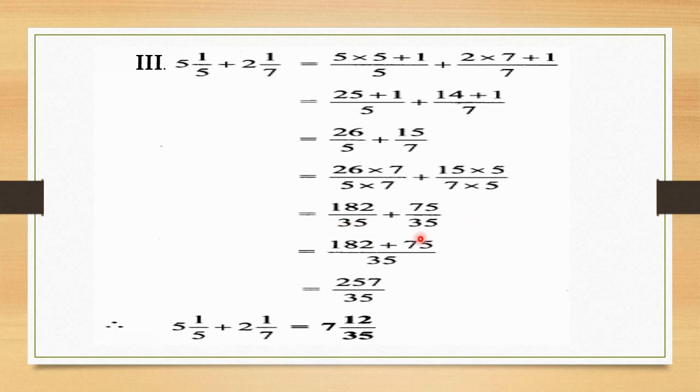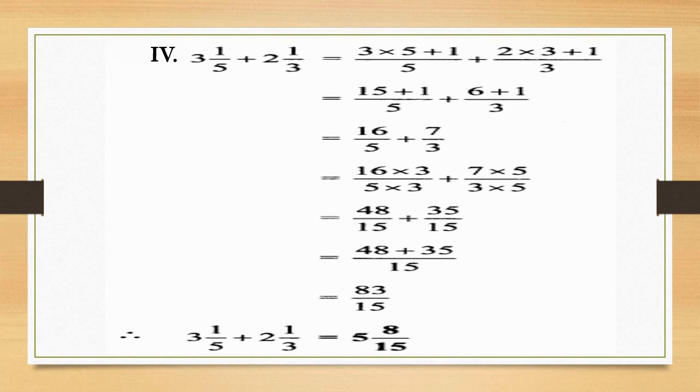Here the denominator is same. We can simply add the numerator over a common denominator. So 182 plus 75 upon 35. When you add, you will get 257 upon 35. When we convert this into mixed number, you will get 7 12 by 35. So 5 and 1 by 5 plus 2 and 1 by 7 is equal to 7 and 12 by 35.